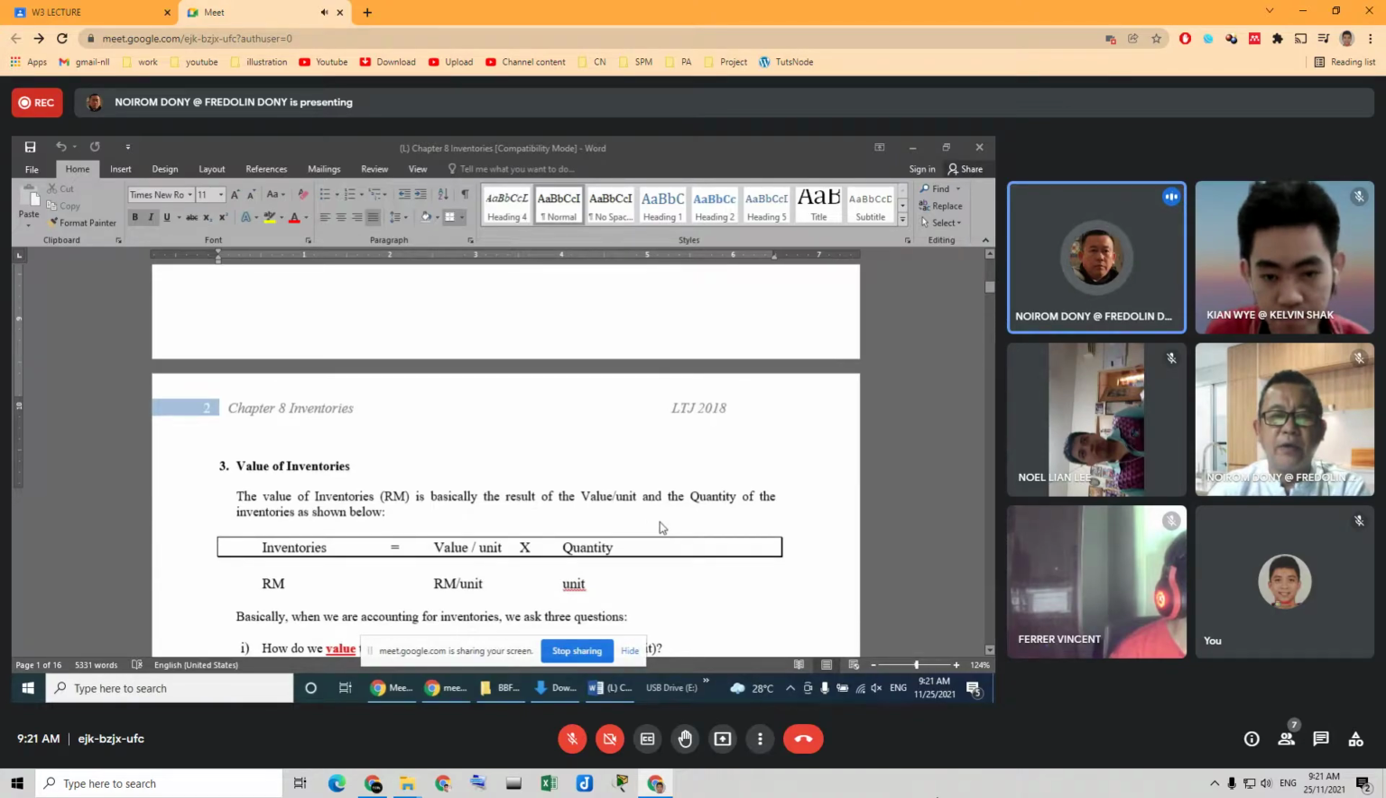So a higher closing value will result in high gross profit as well as net profit, and vice versa. So far, are you okay? Can you understand the effect? Because of the formula, normally opening inventory plus purchases less closing inventory.